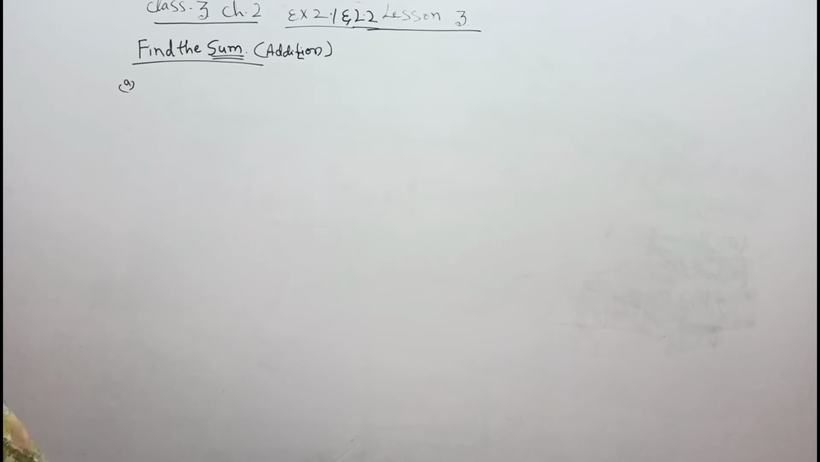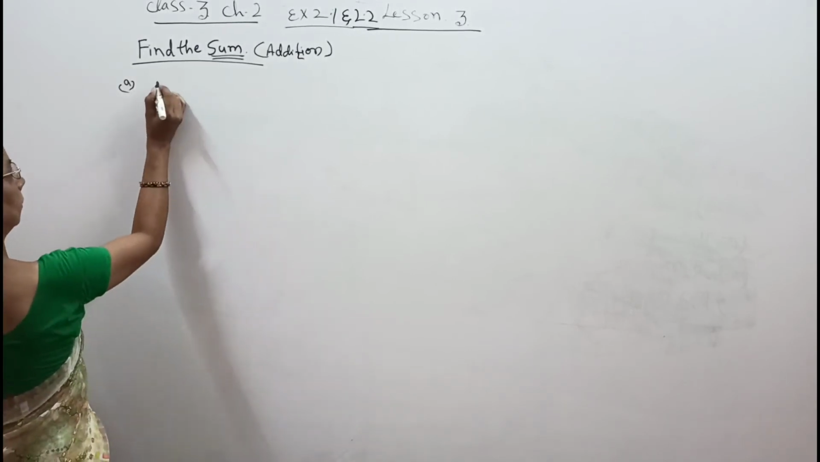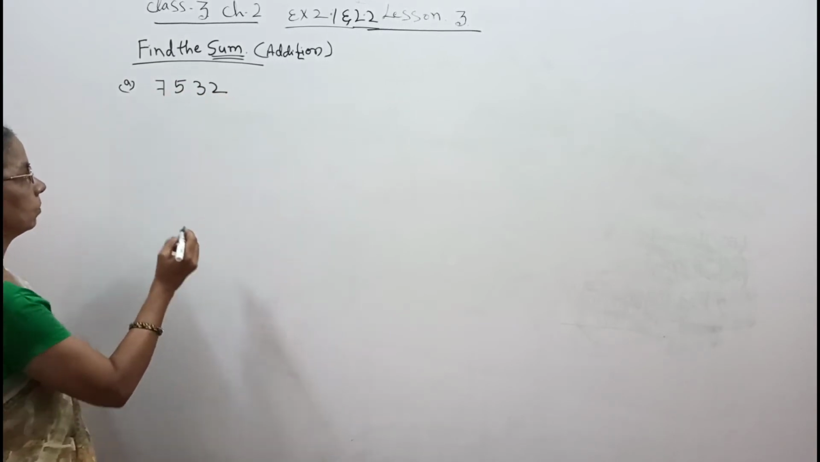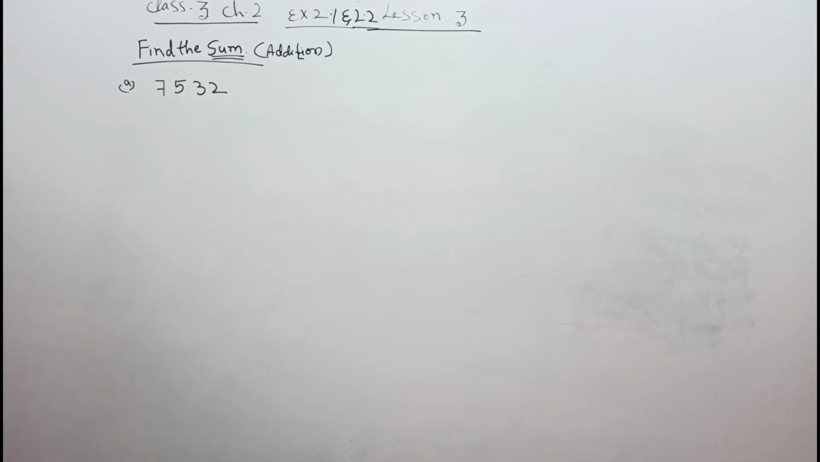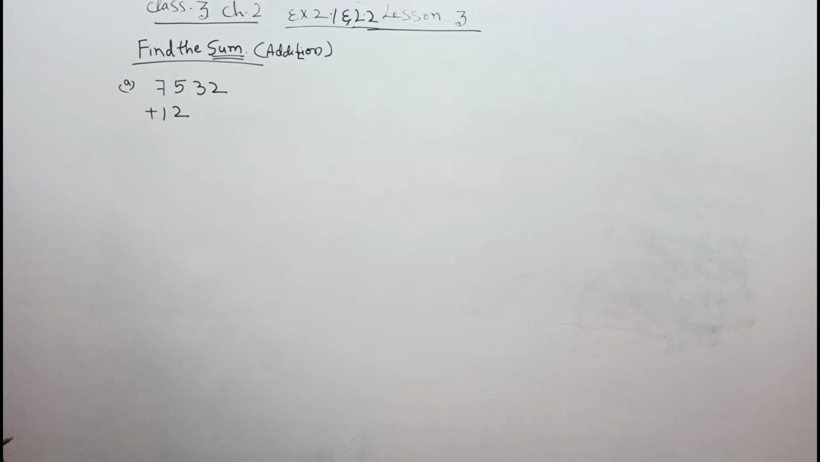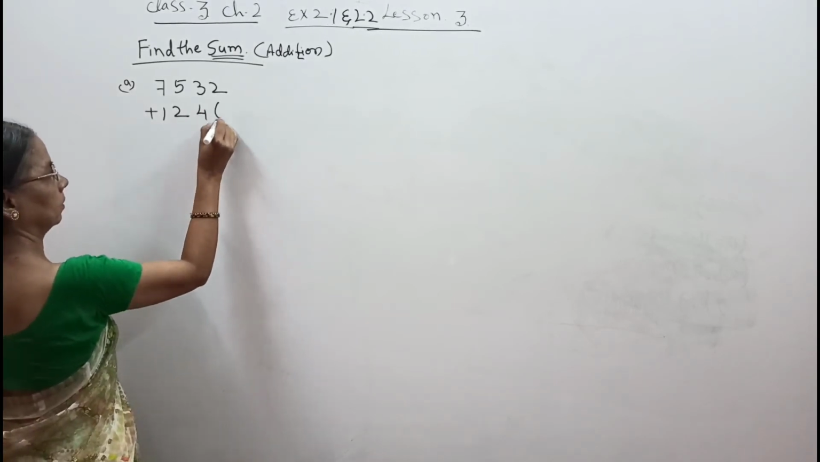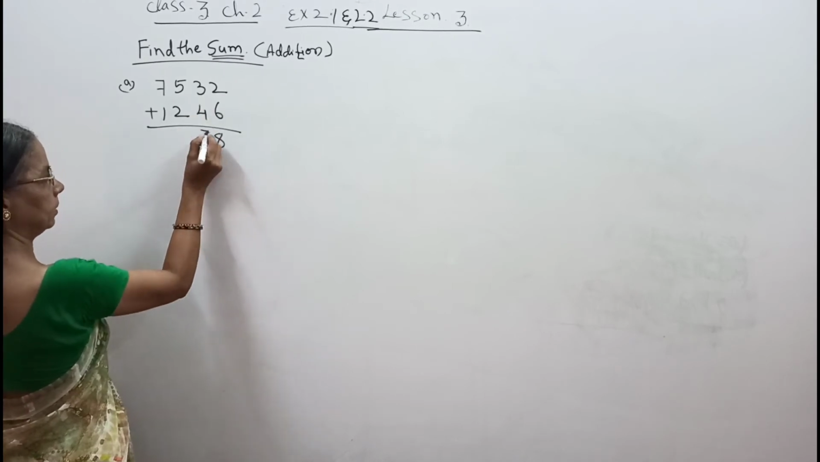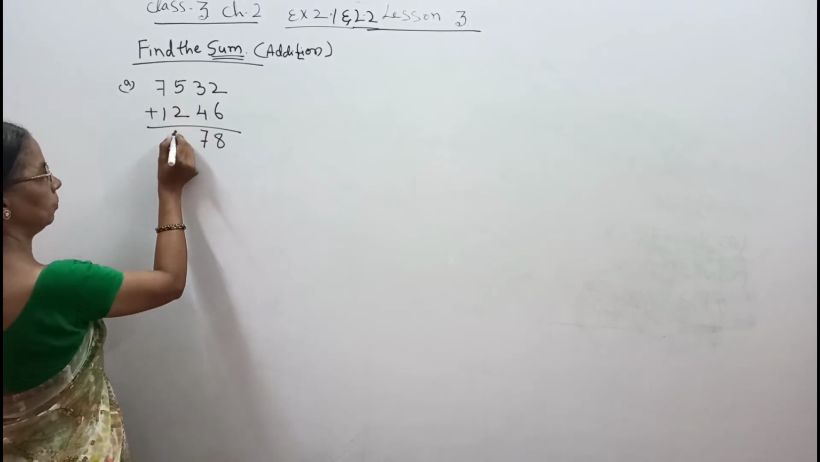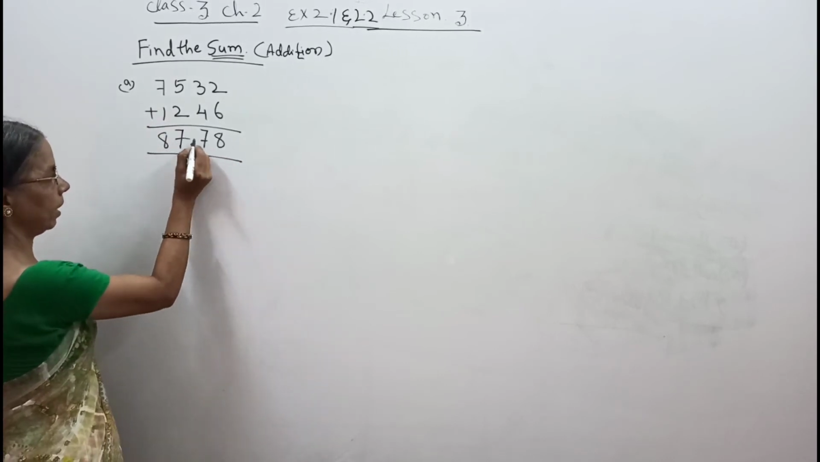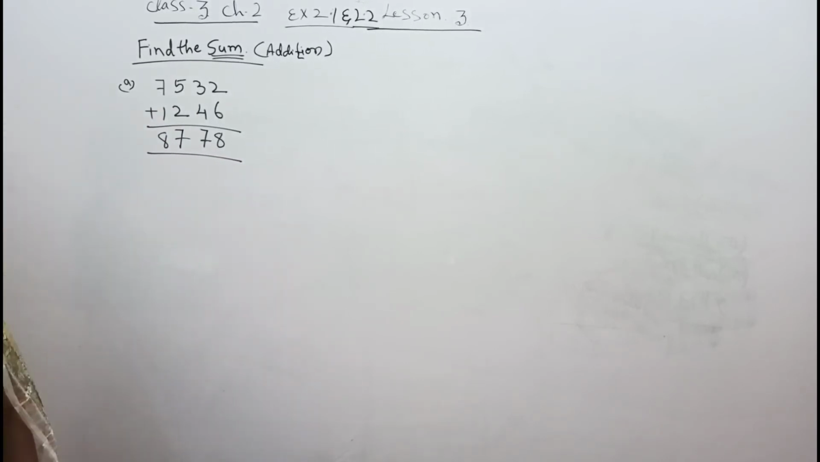The first one is 7,532 plus 1,246. 8, 4 plus 3, 7, 5 plus 2, 7, 7 plus 1, 8. Like this, we have to add the numbers.